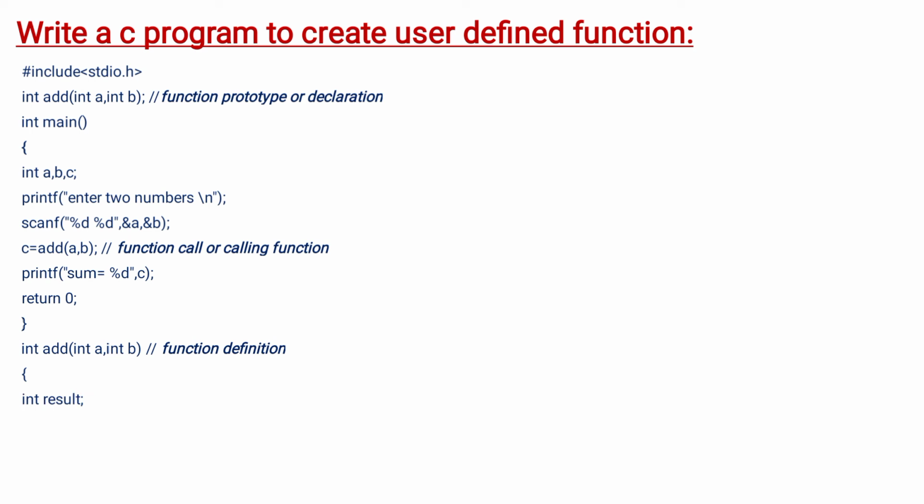int result, I am creating a variable with the name result, and that variable is of integer data type. Next, I am storing result equals a plus b, the addition of a plus b should be stored in the variable result. Now I am writing a return statement, return result, meaning the addition value stored in the result variable, so I am returning the variable result. So here the function definition is closed, and then we will see the output for this program.